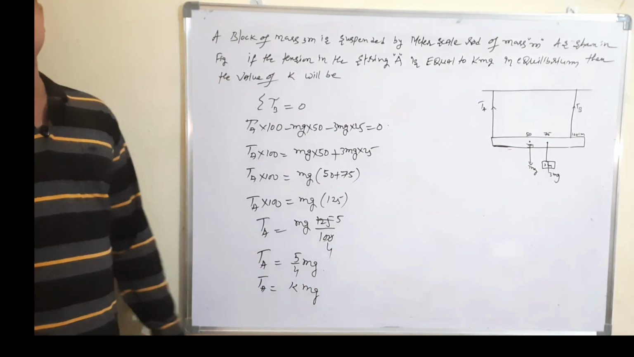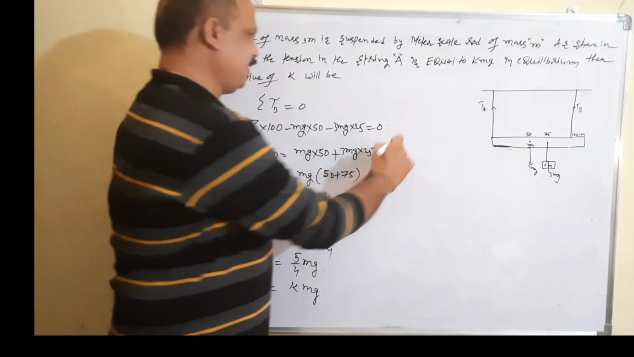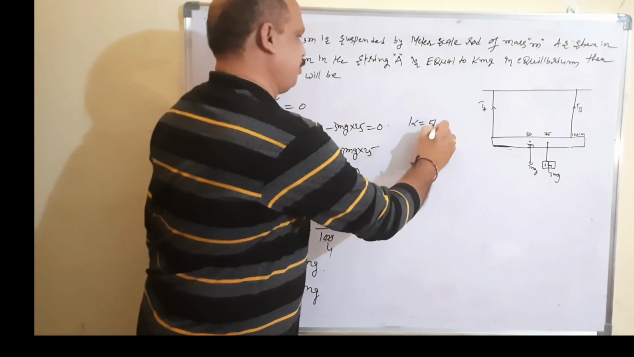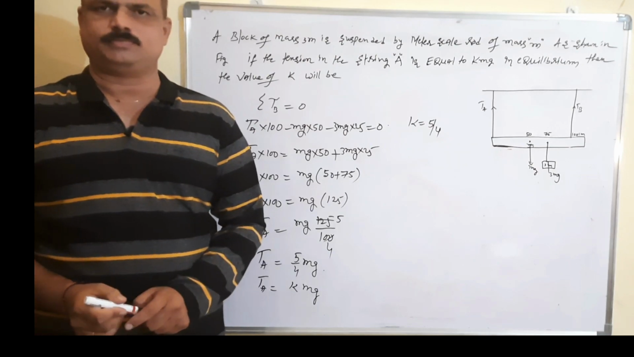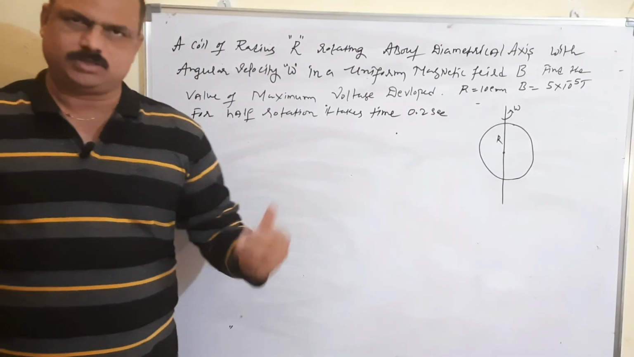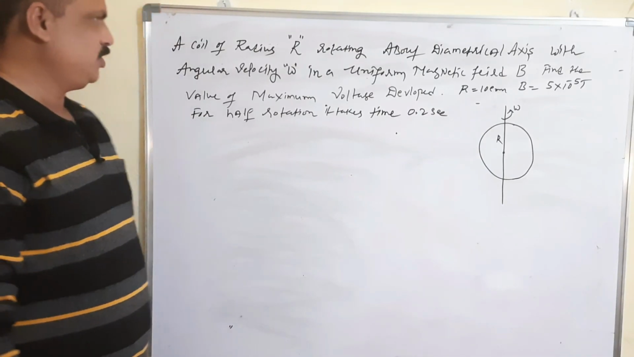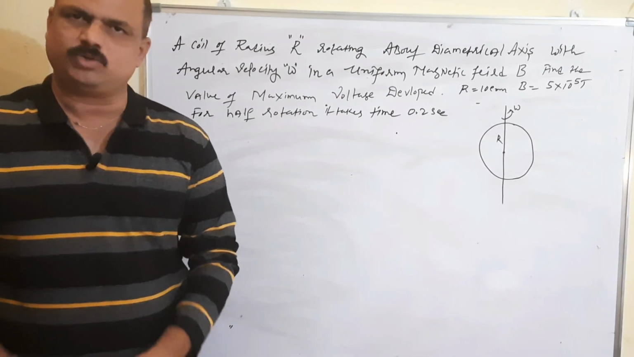Okay, by comparing this equation we get the value of k. Here k is equal to 5 by 4. So the correct option is 5 by 4. Now let us discuss another question asked in the JEE Main examination, shift 1, September 2 examination.